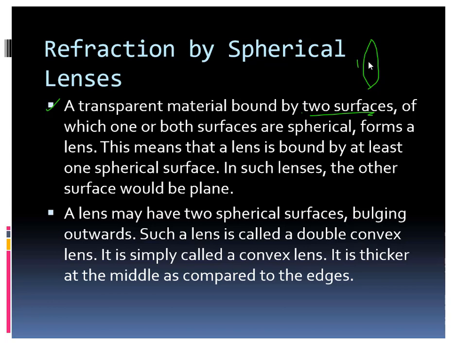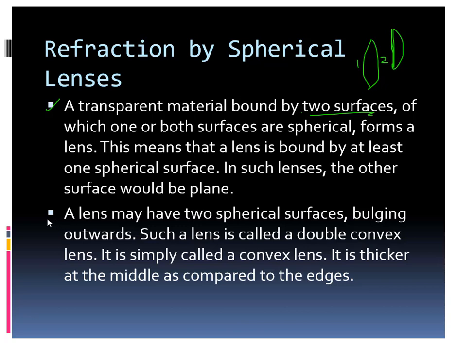If we consider this one as the first surface and this as the second surface, both surfaces may be spherical, or one of them is spherical and the other is plane. This type of structure is known as a lens. This means that a lens is bounded by at least one spherical surface. In such a lens, the other surface would be plane. So in this lens, either both surfaces are spherical or one surface is spherical and the other is plane.